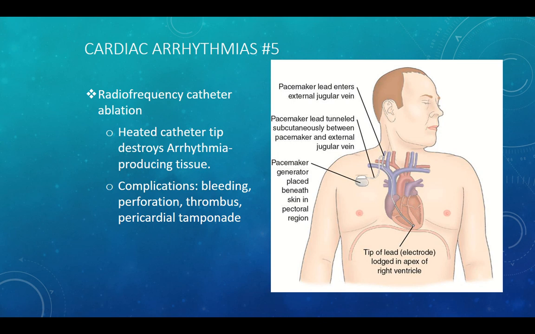Then there is a radio frequency catheter ablation. These are some newer things that are heated up there. The heated up catheter tip destroys arrhythmia producing tissue. My wife has had one of these. Actually, she's had two of these in her atria. And complications are bleeding, perforation, thrombus, pericardial tamponade, and we'll learn about those in a little bit.